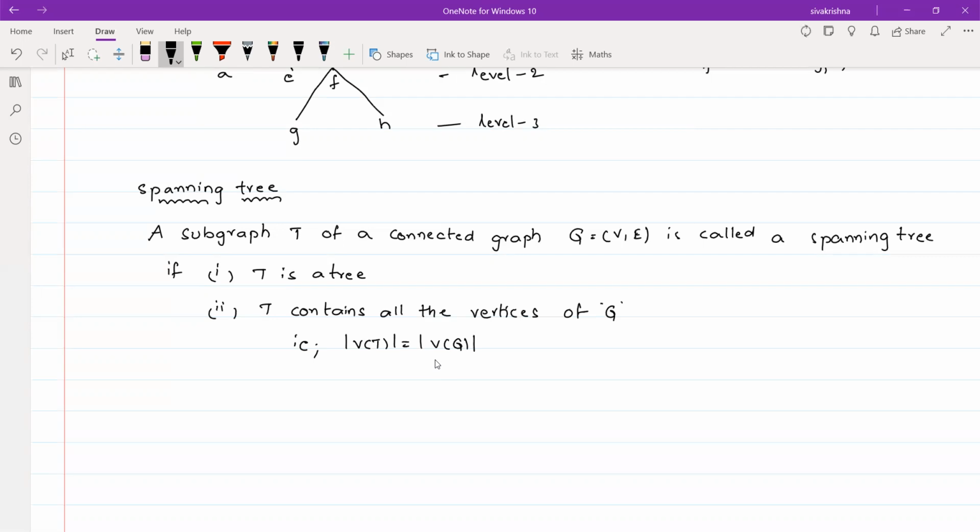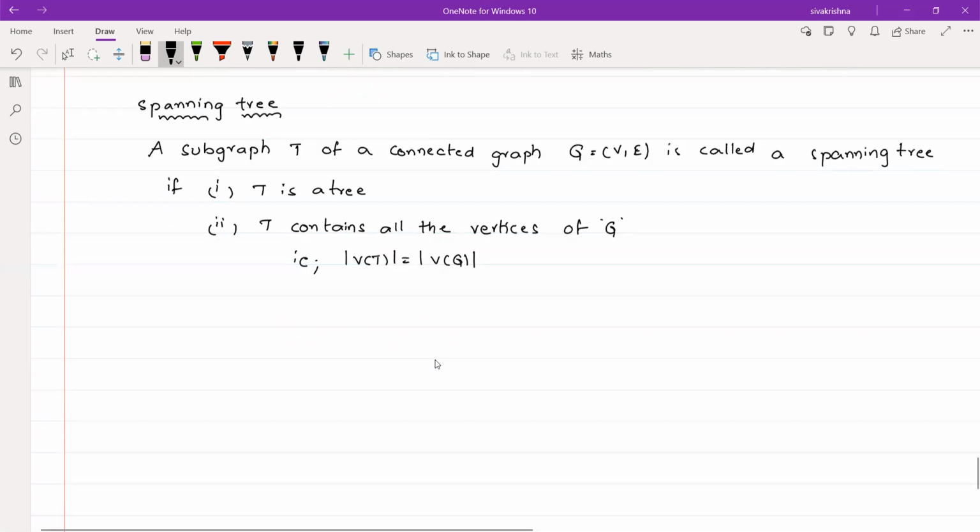Coming to the definition of a tree, a connected graph having no cycles. So whenever we are not having cycles and it is a connected graph, then we say that is a tree. So the first condition is it should be a tree, and the second condition is that the tree contains all the vertices of G. Whatever vertices we have in that connected graph should also be present in that tree. Then only we say that the connected graph is a spanning tree. Coming to the note points, these are very, very important while doing problems.